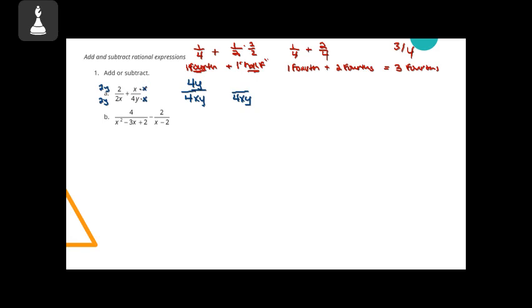Now I am at the point where my denominator or label is the same, and I can just add across the numerator, creating a single fraction with denominator 4xy. So it is 4y plus x squared over 4xy.